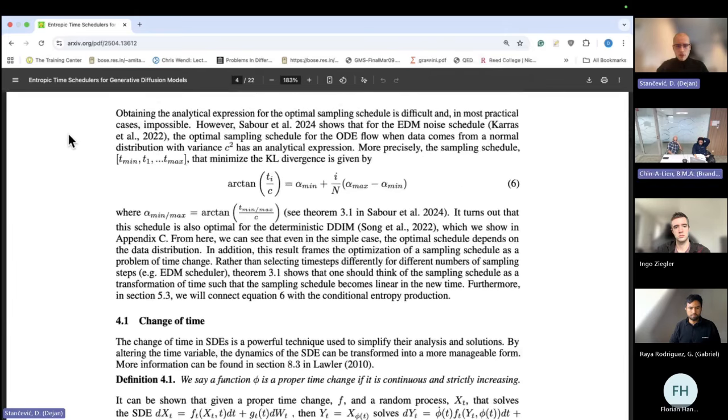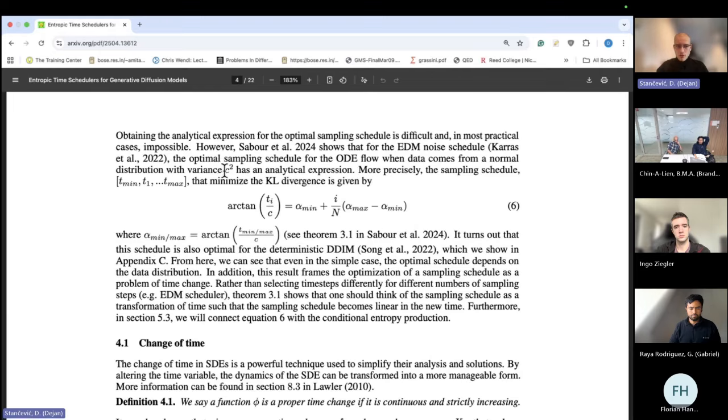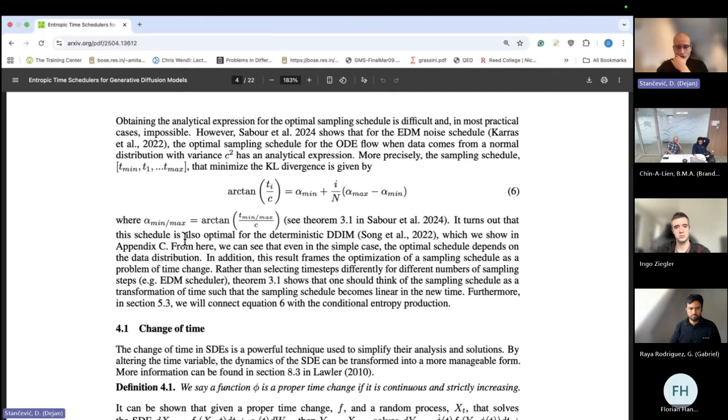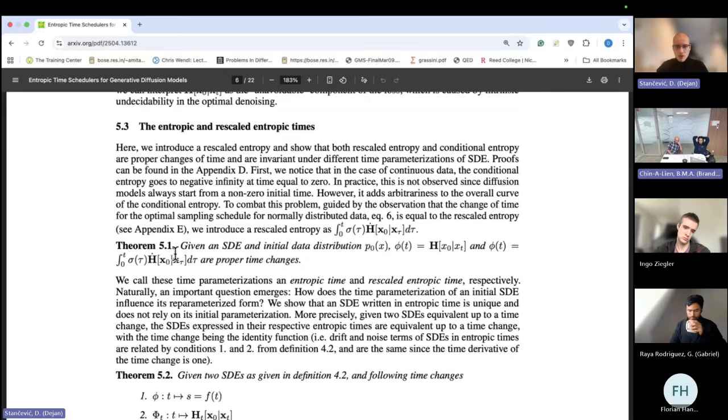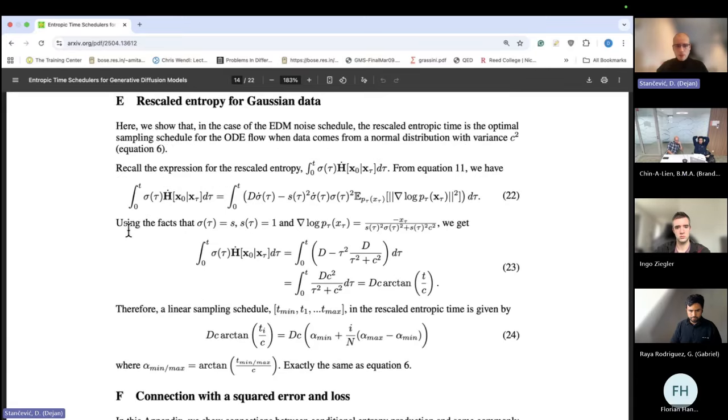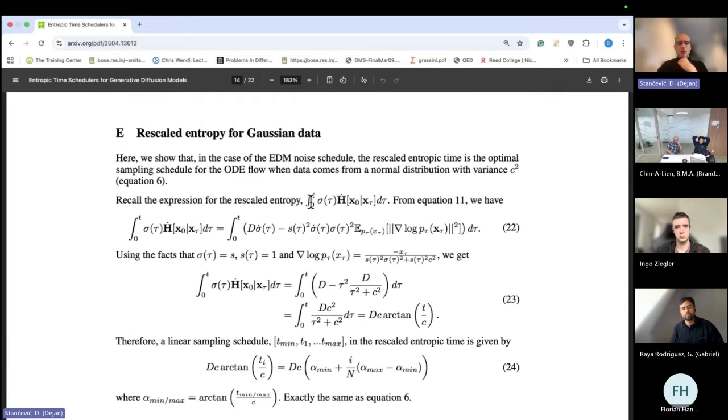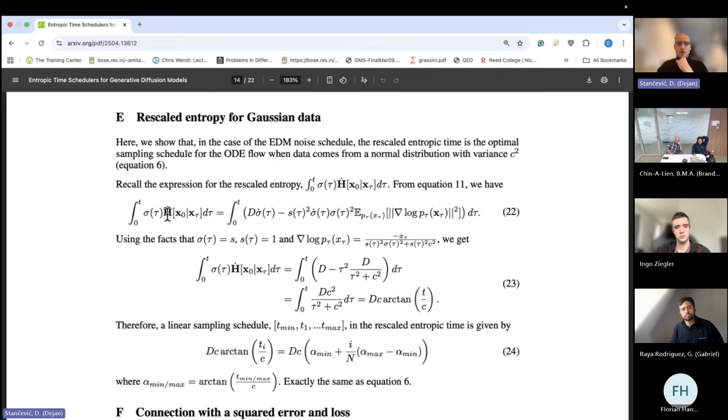So there is this result that this is optimal for a certain solver. Then we define the rescaled entropy, and then appendix E. You can just go through the motions: calculate your conditional entropy production, which I showed on previous slides, and multiply it by sigma tau, and you get this expression here. Now, you know that a Gaussian with additional Gaussian noise is still Gaussian, so you can easily calculate the score and its norm squared.